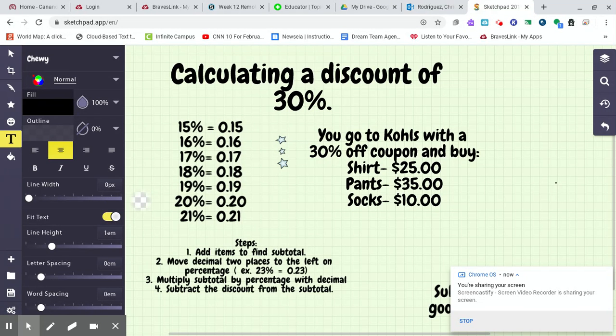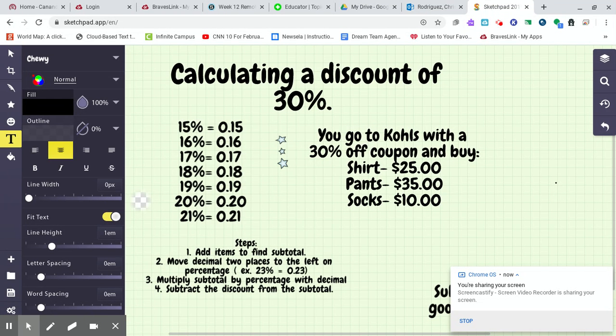All right, guys. So we are going to be working on a slightly different problem here. Really, a lot of the things are exactly the same with one difference. The key difference is that we're going to subtract at the end instead of add because we are discounting.